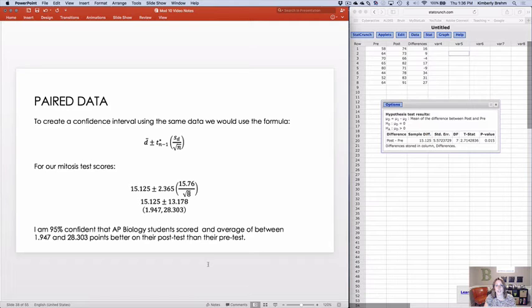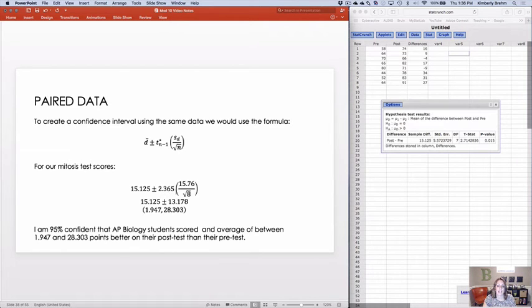Doing a confidence interval, of course, same idea. We already know how to find the mean of differences. Again, we can let technology do that. The sample difference is 15.125. That's what's here. So I can either do summary statistics on the differences column or just let the calculator do everything.